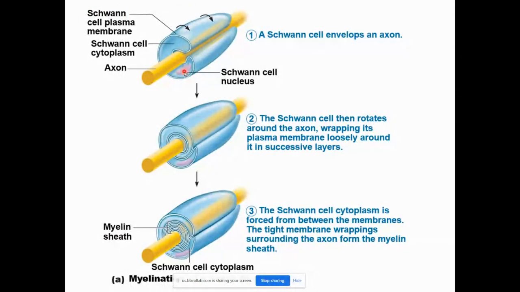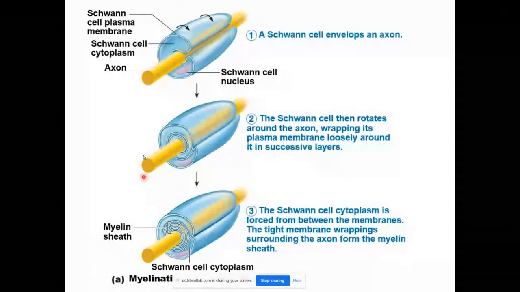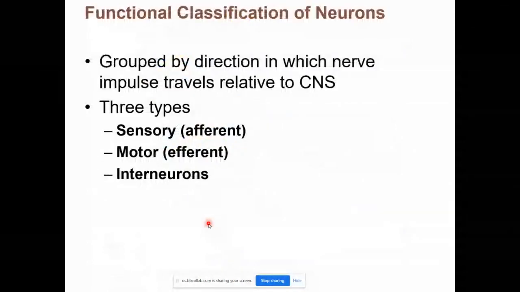They're just showing us a Schwann cell. There's the nucleus. It just keeps wrapping, kind of like a jelly donut. That's fine.